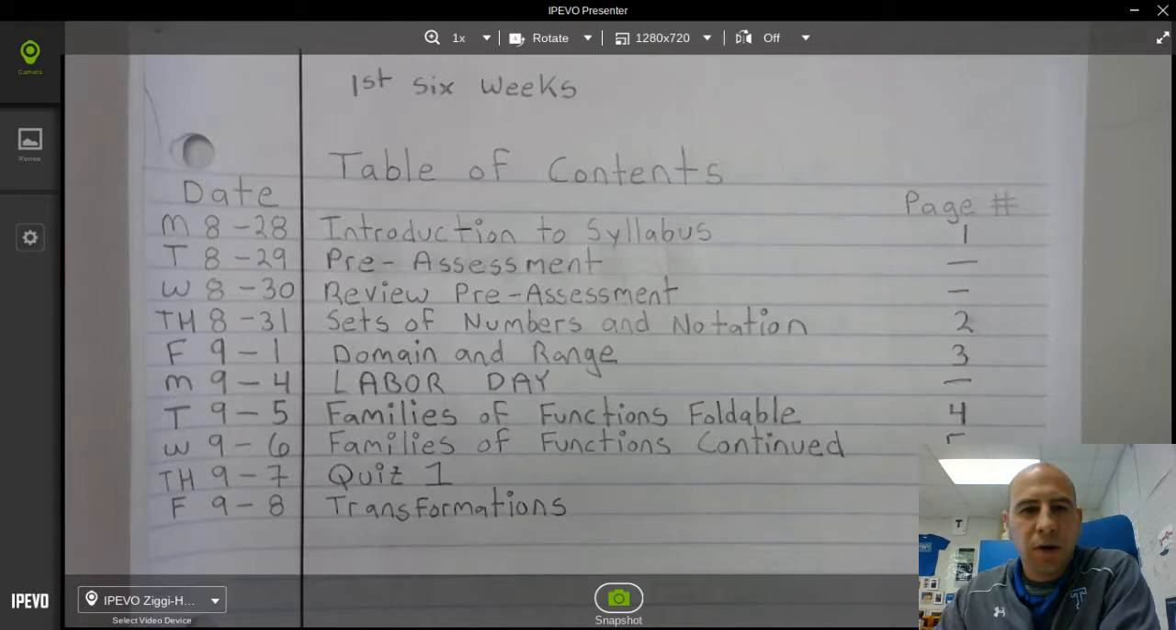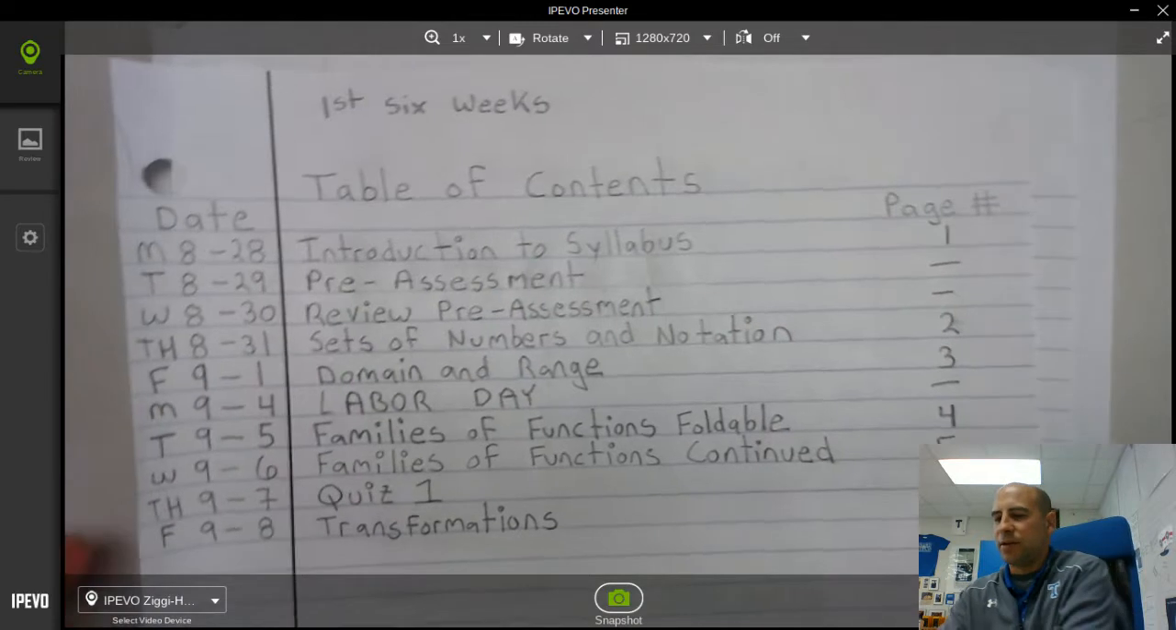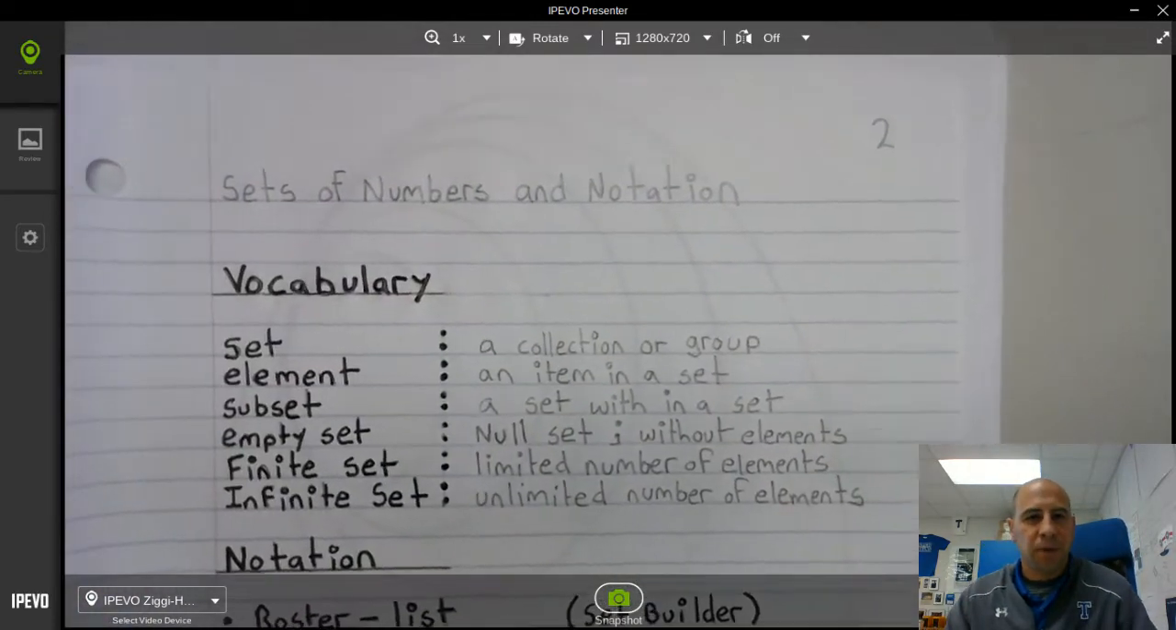So if you would, update your table of contents, which might require you to pause it, but if you can write fast, you don't have to pause. All right, either way, at this point, I'm assuming you got your table of contents updated, so let's take a look at our notes.